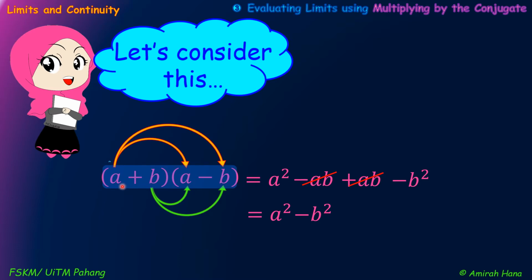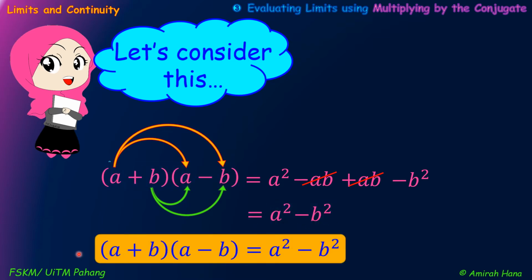So after we expand A plus B times A minus B, we get A squared minus B squared. Or we can use this formula. You can memorize this formula: A plus B times A minus B equals A squared minus B squared. The same goes if we multiply A minus B in front and then times A plus B. We still get this answer. Got it?